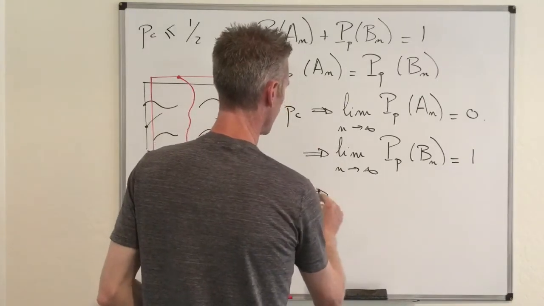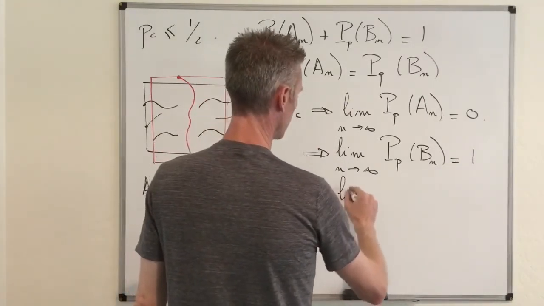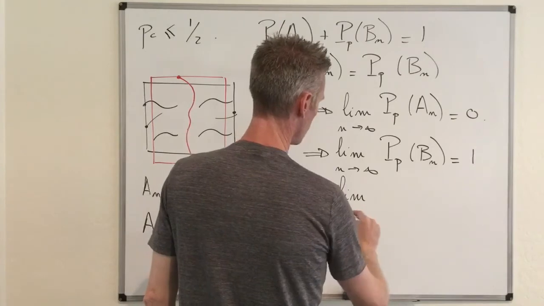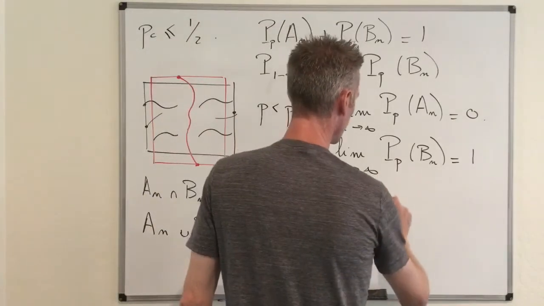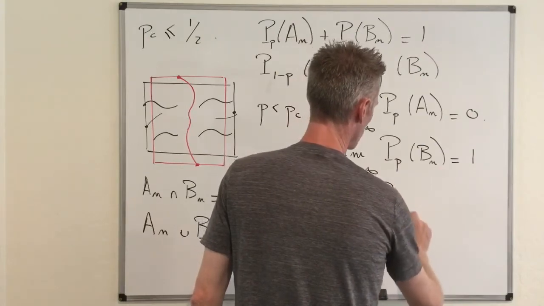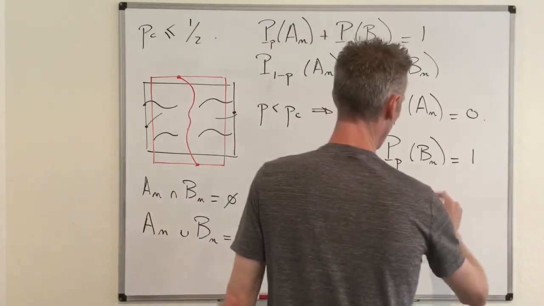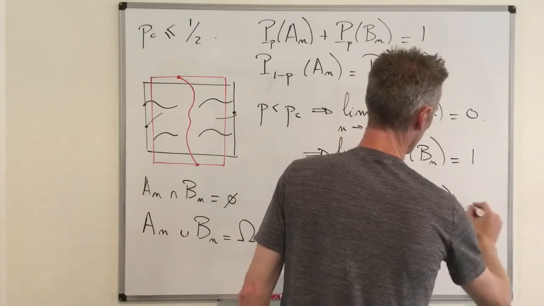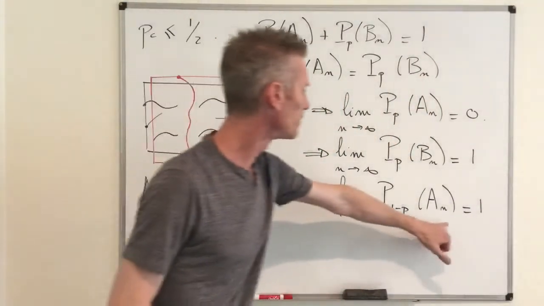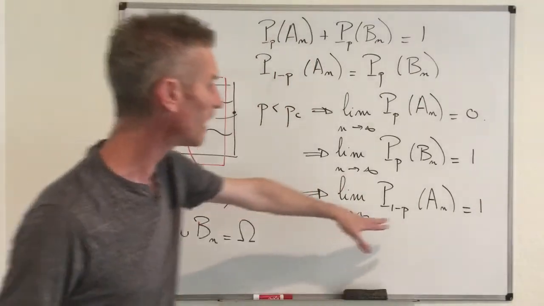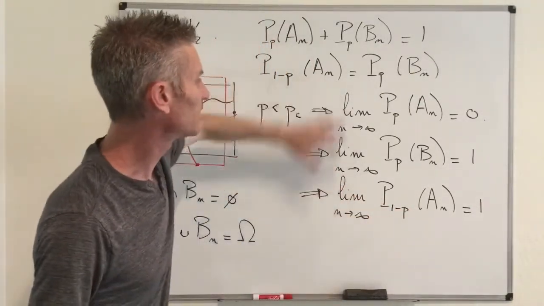So this implies that the limit when n goes to infinity of p sub 1 minus p of an is equal to 1. And then from that, you see that it's exactly the opposite as here.